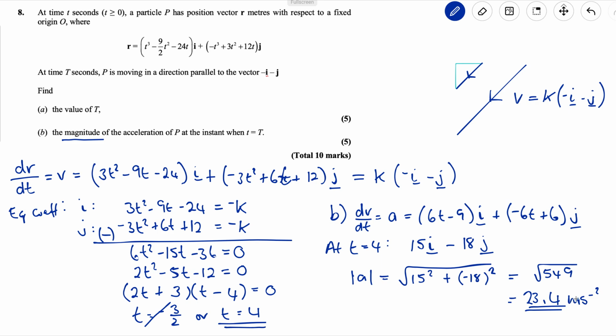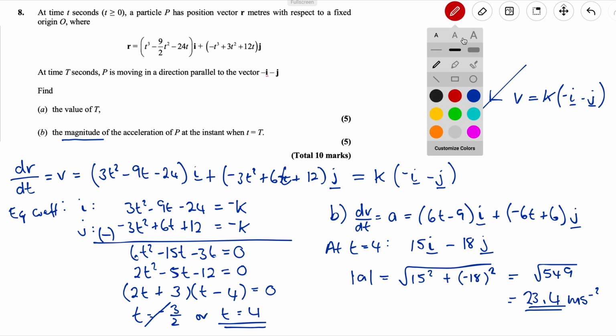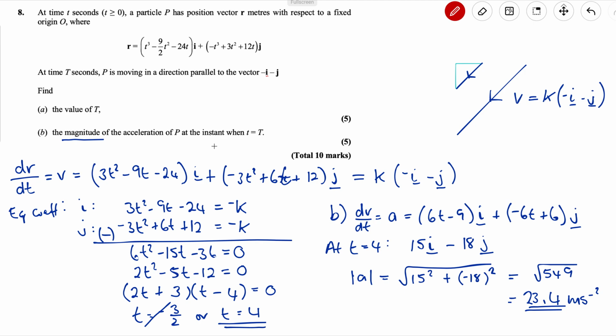Marks wise, there's a method mark for clear use of differentiating to find the velocity here, and then a method mark here for obtaining two equations for the i and the j components, and that's a DM, dependent mark, dependent on showing this working. There's another method mark for solving the equation, and a final accuracy mark for finding t = 4.